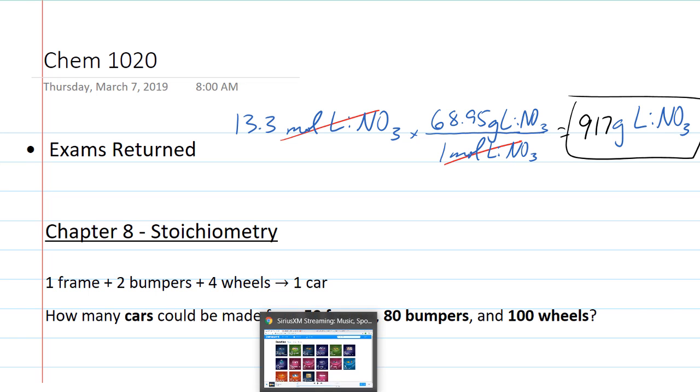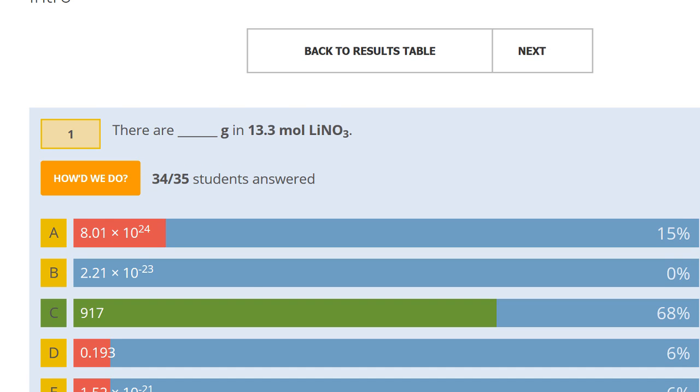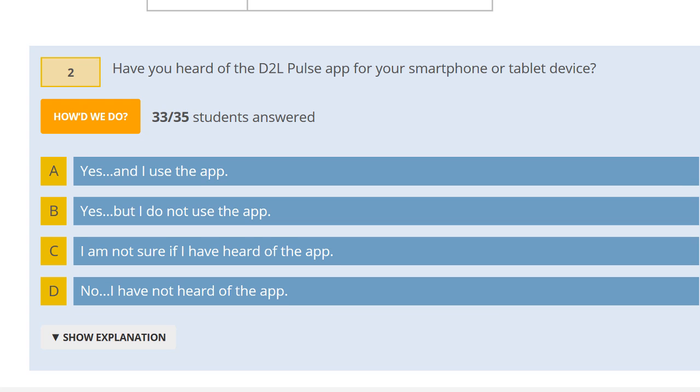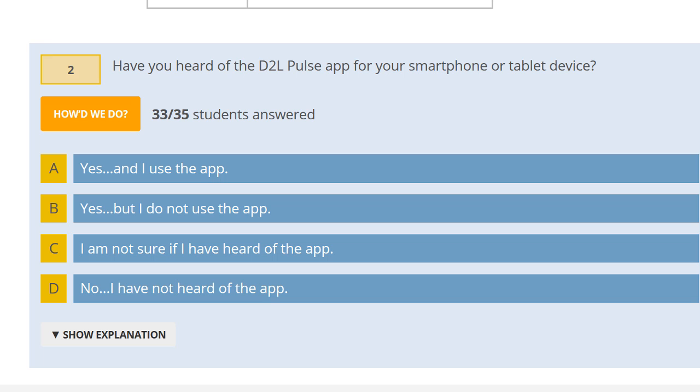All right, question number 2 on the Socrative app today was, have you heard of the D2L Pulse app for your smartphone or tablet device? I'm curious about this because I just learned about this one in the fall. So there's a number of you that haven't heard of it. Those that do use it, what does it do? Who uses it? Raise your hand. What do you use it for? It tells us when the assignments are due, and it tells you your scores. Yeah, it tells you your scores. It tells you when assignments are due.